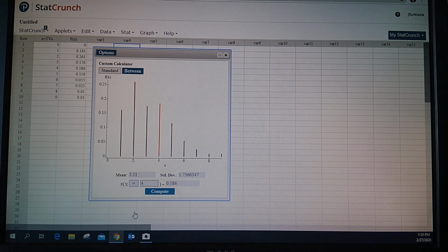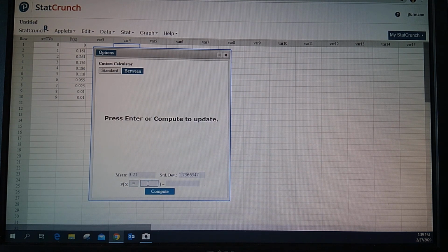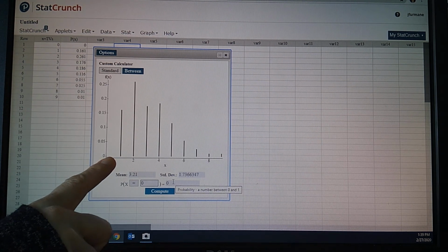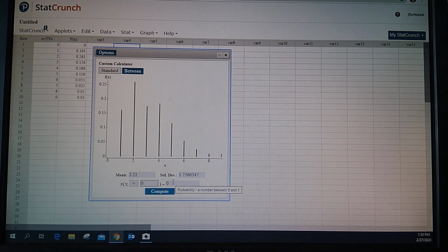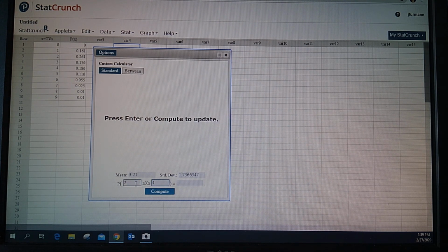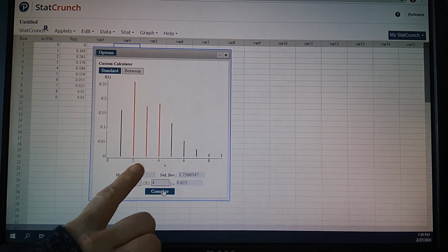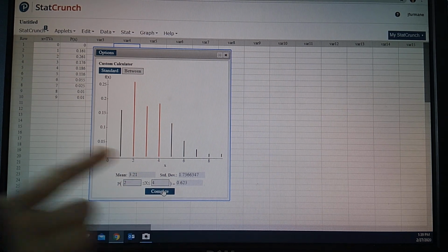I could even do equals. So what's the probability that I will pick a household that has exactly 0 televisions? And you see that the probability is 0 because it doesn't have a bar. If I wanted to find the probability of something being in between two numbers, I could even do that by clicking on this other tab over here. So if I want to find the probability that I will randomly pick a household that's between 2 and, let's say, 4 televisions, which means it's going to be bars 2, 3, and 4 included, and you can see that here by the 3 red bars, the probability will be 62%.